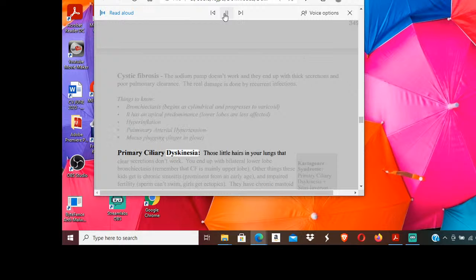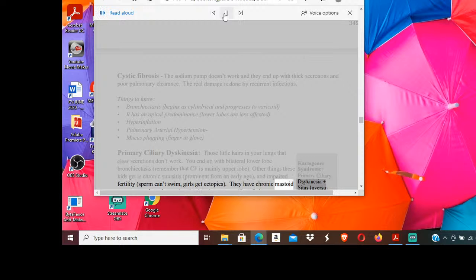Primary ciliary dyskinesia, those little hairs in your lungs that clear secretions don't work. You end up with bilateral lower lobe bronchiectasis. Remember that CF is mainly upper lobe. Other things these kids get are chronic sinusitis, prominent from an early age, and impaired fertility. Sperm can't swim, girls get ectopics.